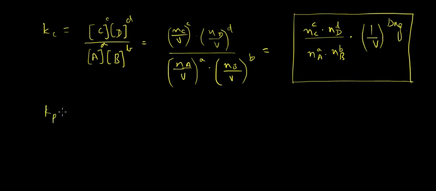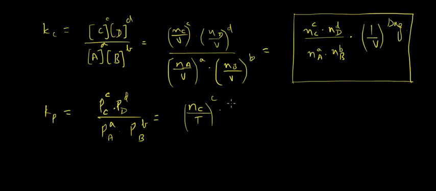Similarly for Kp, we can write that this is the partial pressure of C to the power c, and similarly for all other compounds present in the mixture. So the partial pressure of C would be nothing but moles of C divided by total moles, which I am writing as T. Similarly, moles of D is the mole fraction of D raised to the power d, into, obviously, the total pressure raised to the power c, into the total pressure raised to the power d.